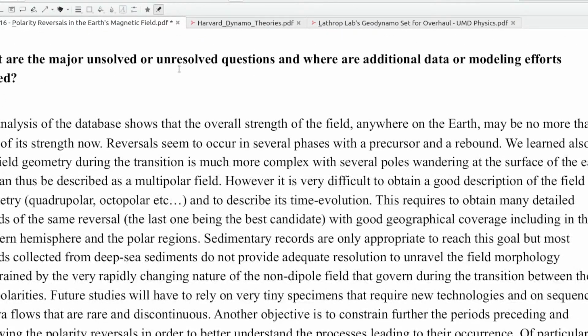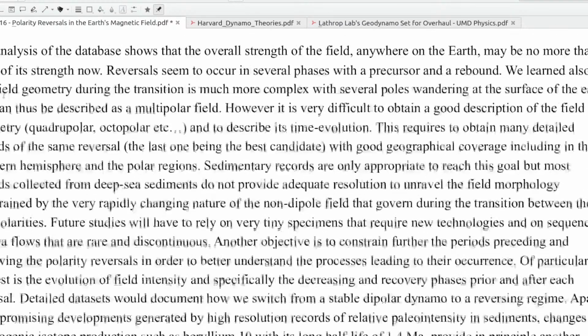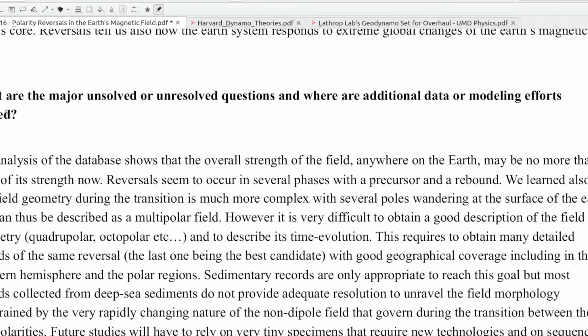What are the major unsolved or unresolved questions, and where are there additional data or modeling efforts needed? Where can we get some more? We've got some computers. What should we use them on?